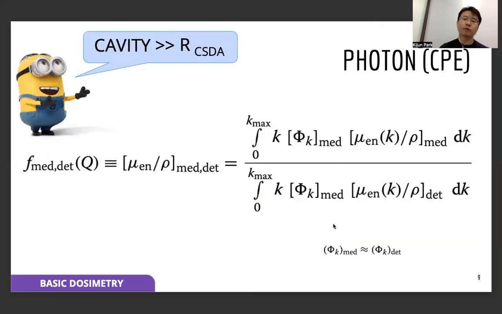The second one is the photon case under charged particle equilibrium. I mentioned that in the photon case, the cavity is going to be large enough compared to the range of the CSDA, and we can apply the mass energy absorption coefficient inside the integration instead of the stopping power. So the conversion factor is equal to the ratio of the mass energy absorption coefficients between the medium and detector.